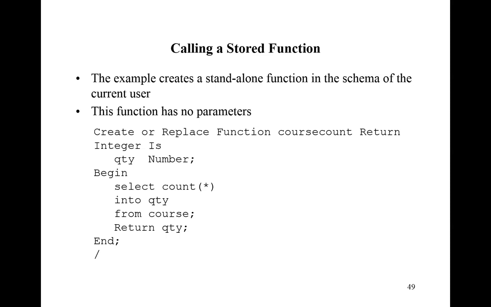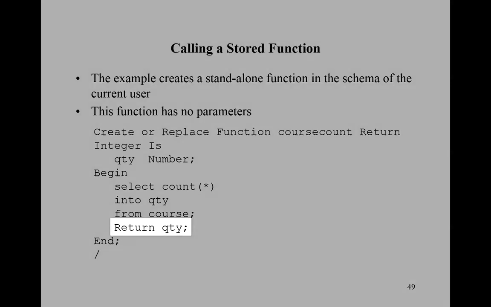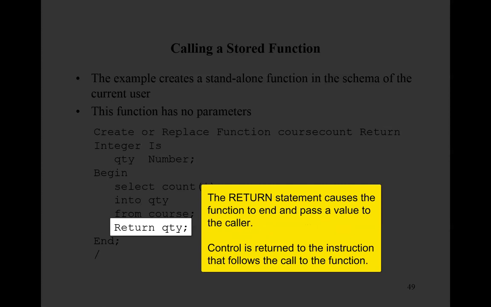We then have a local variable called quantity, which is of type number. We count the number of rows from the course table, placing that count into the local variable quantity. We then use the return statement to push that value back to the caller. So notice that we're returning quantity, which is of type number. We had announced we would be returning an integer. Number and integer are compatible, so that works fine.